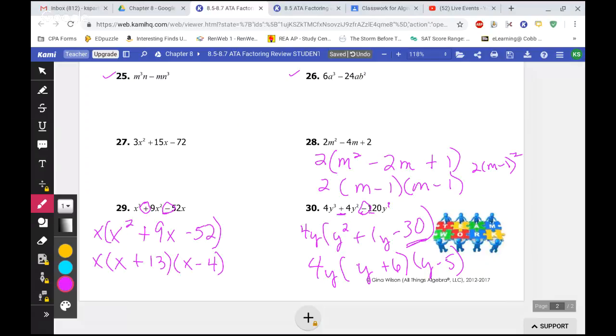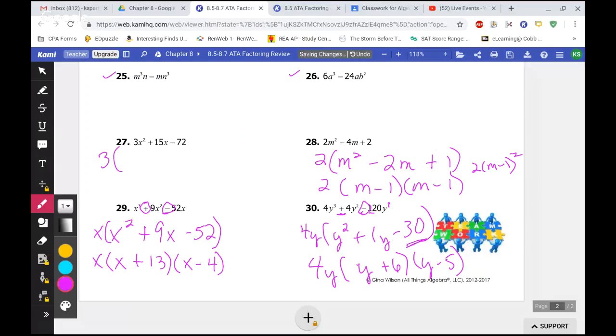All right. So for number 27, I can factor 3 out of all 3 terms. Remember, the divisibility rule for 3 is to look at the digits and add them together and see if they add up to be something divisible by 3. And 7 and 2 add up to be 9, and 9 is divisible by 3. There we go. So I'm going to take a 3 out.